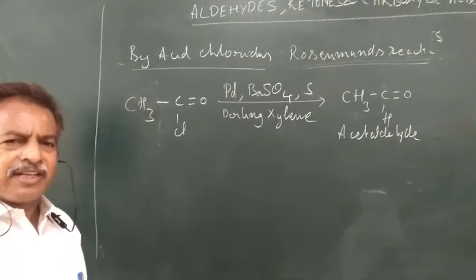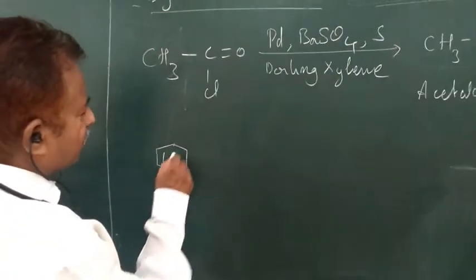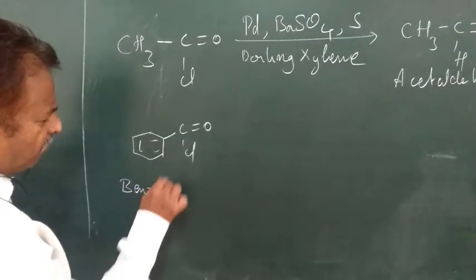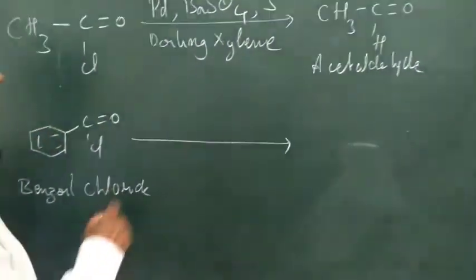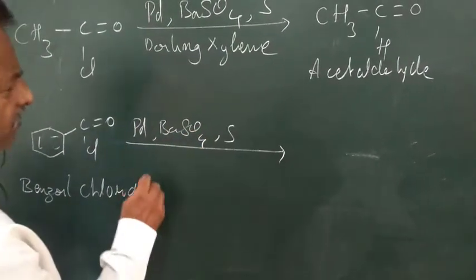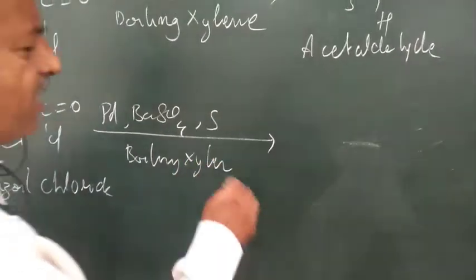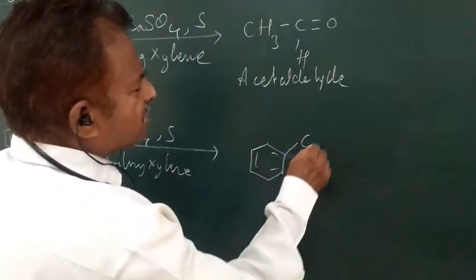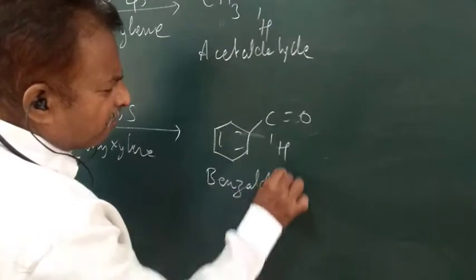In this reaction, we can get aromatic aldehydes also. So, this is benzoyl chloride in the presence of palladium catalyst, barium sulfate and sulfur, boiling xylene, we get C double bond O single bond H. This is benzaldehyde.